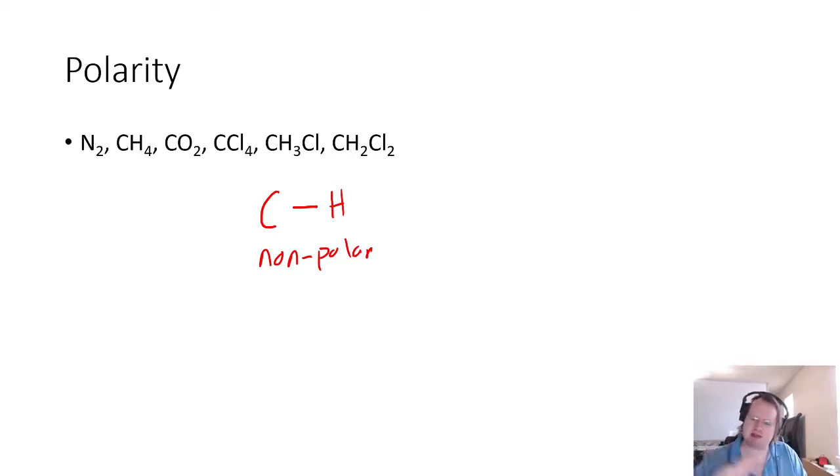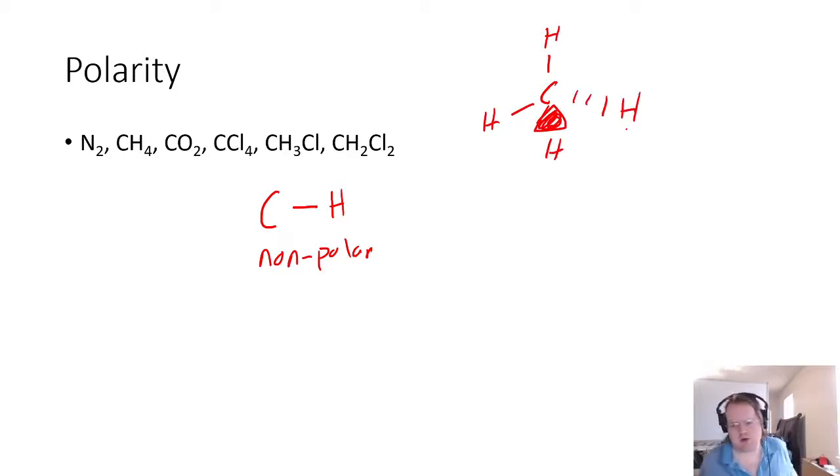We don't see a significant amount of charge difference on one atom versus the other when we're looking at a carbon-hydrogen bond. And CH4 has 4 carbon-hydrogen bonds. We get the tetrahedral molecule that looks like this. Since there are 4 nonpolar bonds, we end up with a nonpolar molecule because, again, we can't have a polar molecule without at least one polar bond.